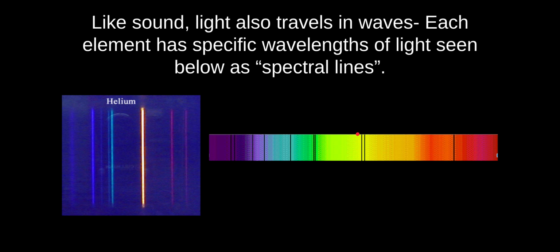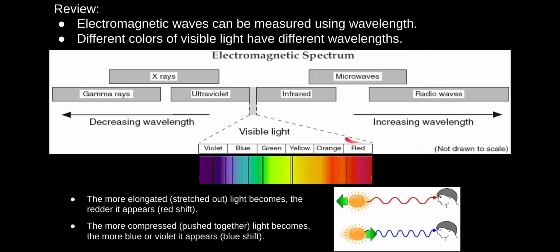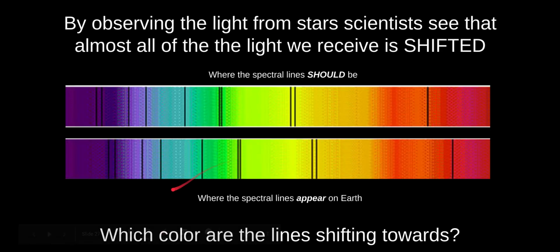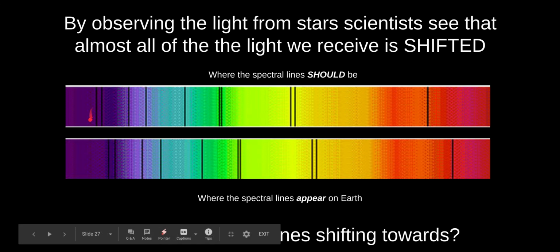If something is moving away from us, that means the waves are being stretched out, which means they're moving more towards the red end of the spectrum. Really quick, right? Remember, red is the longest wave. So what happens to all the lights is at the bottom here. See how these two lines shifted to the right, towards the red end.